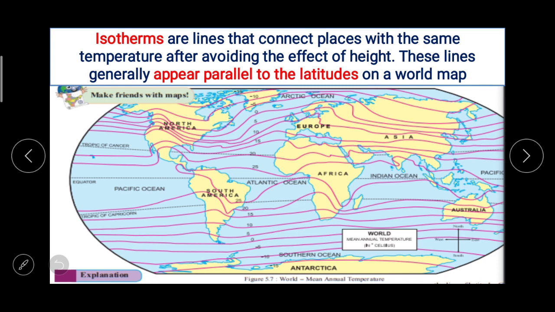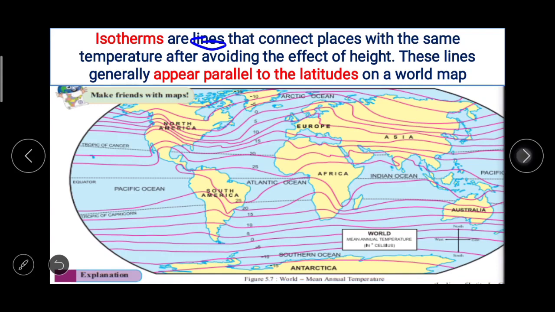Isotherms are lines. आइसोथर्म क्या होती है? लाइंस होती है, बट सिर्फ लाइंस नहीं है. Isotherms are lines that connect places with the same temperature after avoiding the effect of height. These lines generally appear parallel to the latitude on a world map. So isotherms are the lines which connect places with the same temperature, and if you observe this figure very carefully, then you can understand how these lines are connecting with each other.